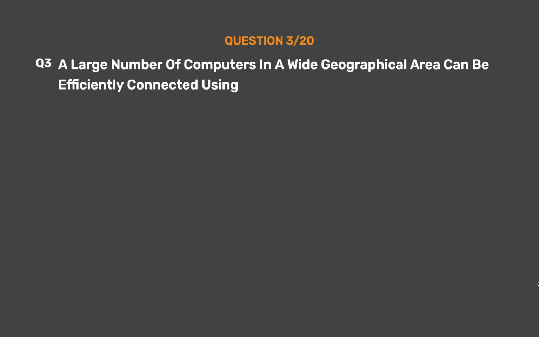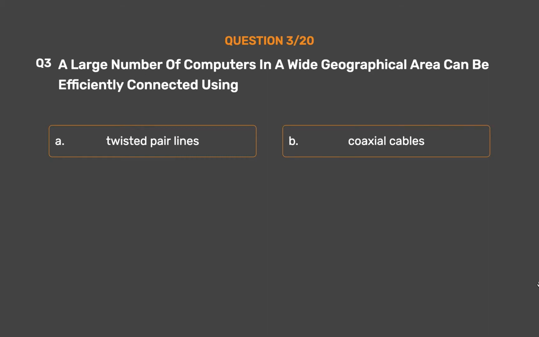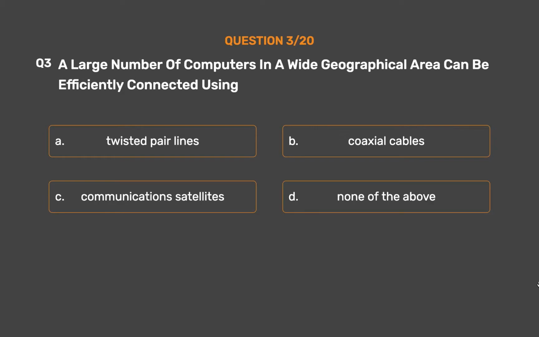Question number 3. A large number of computers in a wide geographical area can be efficiently connected using Option A. Twisted pair lines. Option B. Coaxial cables. Option C. Communication satellites. Option D. None of the above.